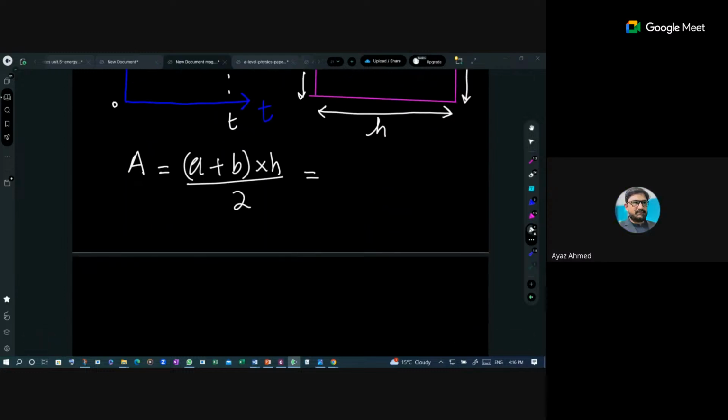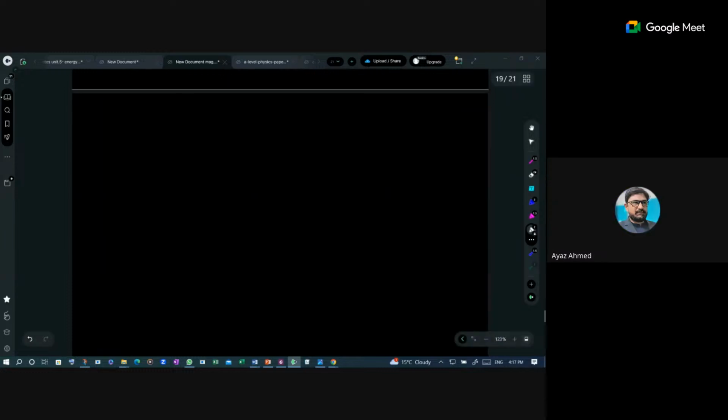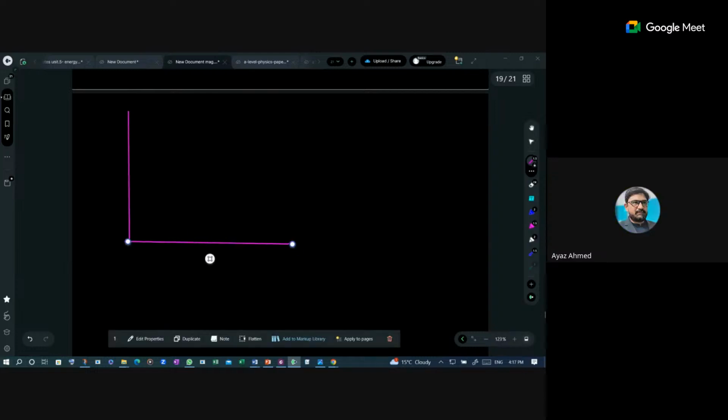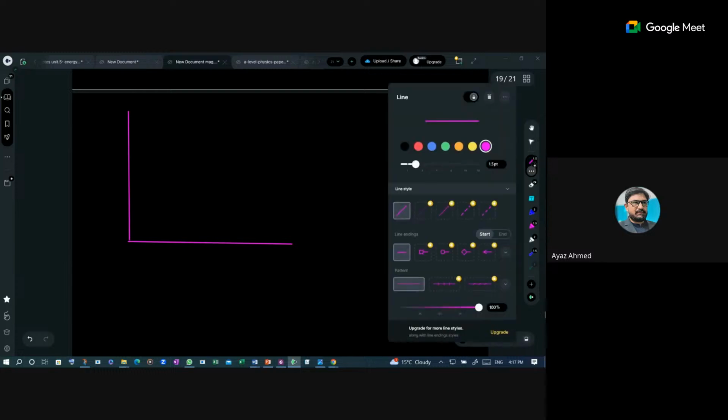But simply you can say that it is equal to 1 by 2 (a plus b) times h. Or there is another method for this one. If you divide this trapezium into two parts, you will get two segments. One of them would be your rectangle, and one of them would be a triangle.